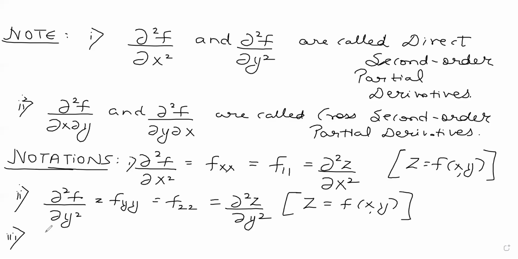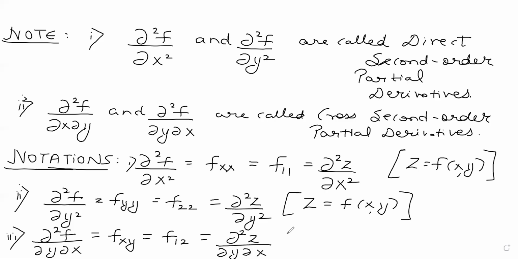Third is del square f by del y del x. You can write it as fxy. That means first you are differentiating with respect to x, and then you are again differentiating but with respect to y. So this I can write as f12. This I can write as del square z by del y del x. Again, assuming that z is a function of x and y.